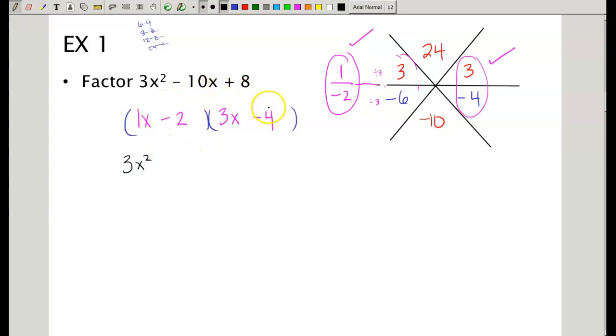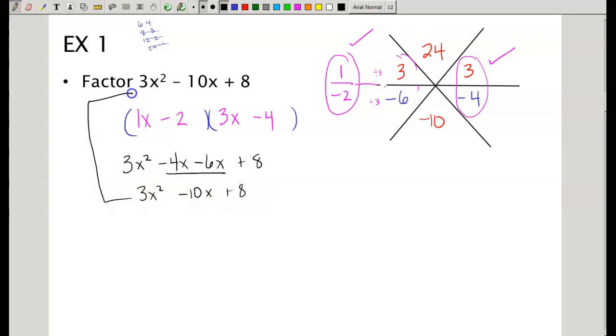And then the outside terms would be 1x times negative 4, it's negative 4x, plus the inside product is negative 6x, and then times the last terms here, which is -2 times -4, which is +8. And you can see here that this is going to become -10x, and my first and last term are the same, and this matches up with what I have here. So the correct answer is this: x minus 2 times 3x minus 4.